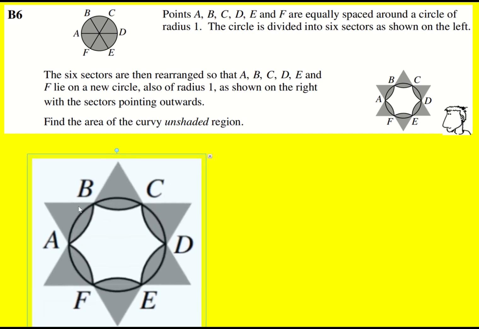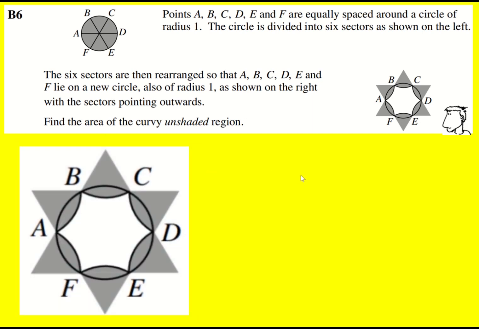We've got a circle split into 6 sectors, and then they're rearranged into this new shape with a circle kind of on the inside of it, I suppose we should say, with a radius of 1. Work out the area of the curvy, unshaded region, so this bit in the middle. Okay, well, let's focus on the sectors.